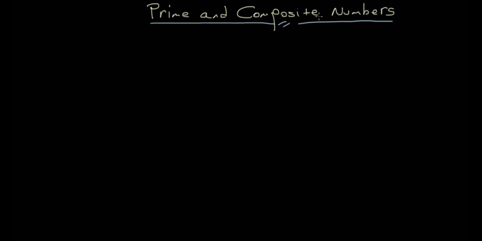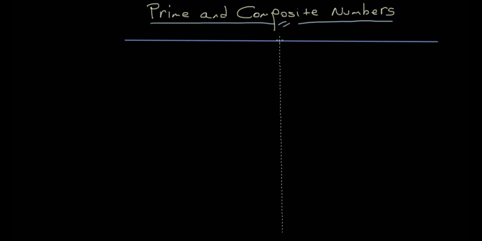Prime and composite numbers. Let's see the difference between prime and composite numbers. Let's draw a T chart so that we can easily compare and contrast. Let's start with prime numbers, and we will have, of course, composite numbers.